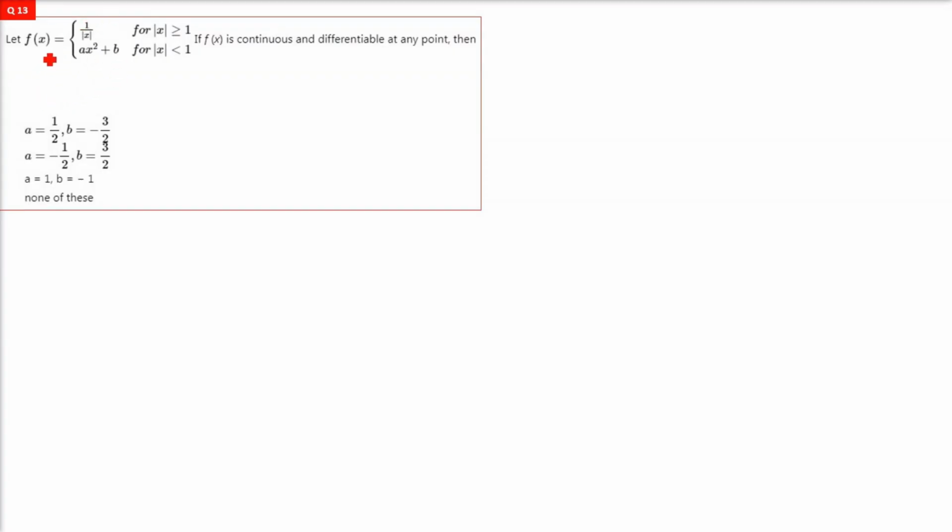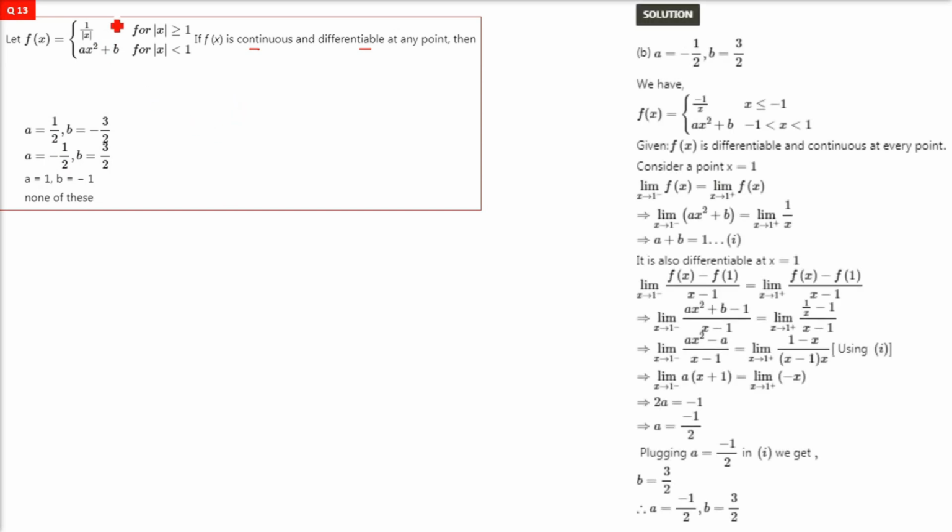Now f(x) is equal to 1 by modulus x for modulus x greater than or equal to 1, and ax square plus b for modulus x less than 1. Now the question is saying this f(x) is continuous and differentiable also. So you have to find out the value of a and b. So modulus x less than 1 means what? And modulus x greater than or equal to 1 means what?